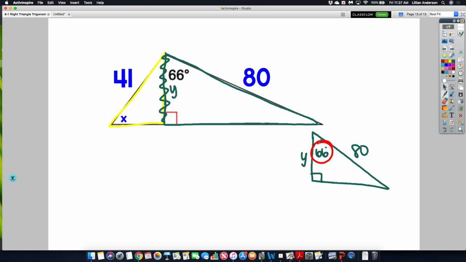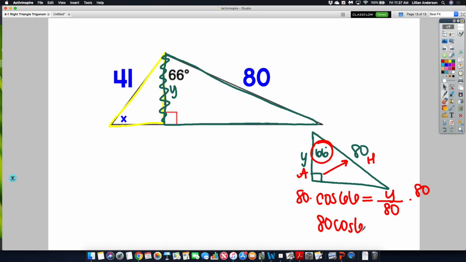So now I'm going to label my sides based off of my acute angle. 80 again is across from the 90-degree angle, which makes it the hypotenuse. And y is my adjacent side. Remember, adjacent means next to. So now that I'm looking for my adjacent side, I have my hypotenuse. Adjacent to hypotenuse, that's going to be cosine. So I'm going to set it up. The cosine of 66 degrees equals y, my adjacent, over 80, my hypotenuse. To solve for y, I multiply both sides by 80.